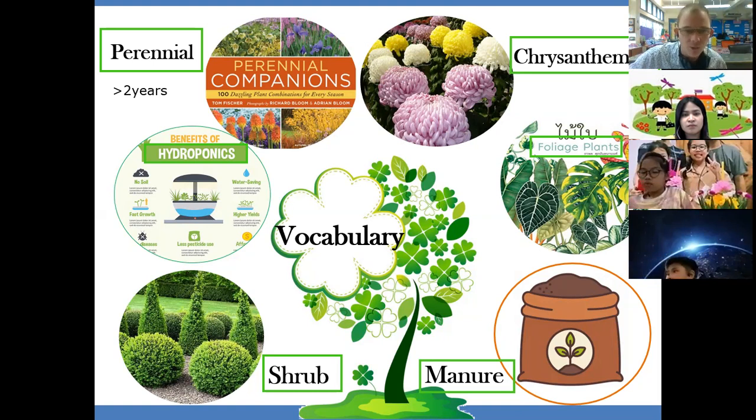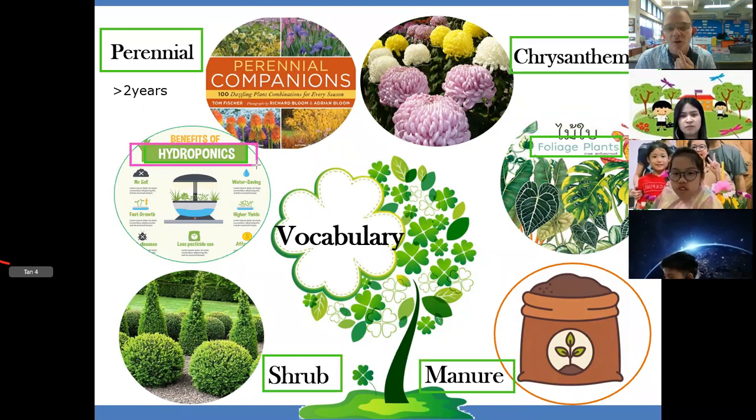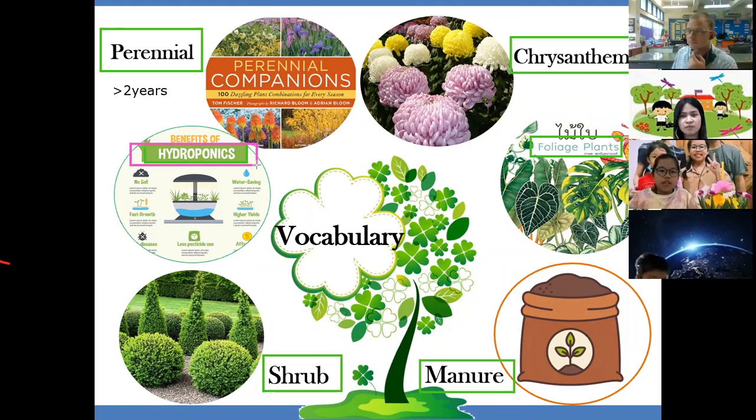Okay. The next one we have is hydroponics. Hydroponics. Hydroponics. So the P-H in phonics is pronounced F. Hydroponics. Yes, one more time. Very good. Hydroponics.